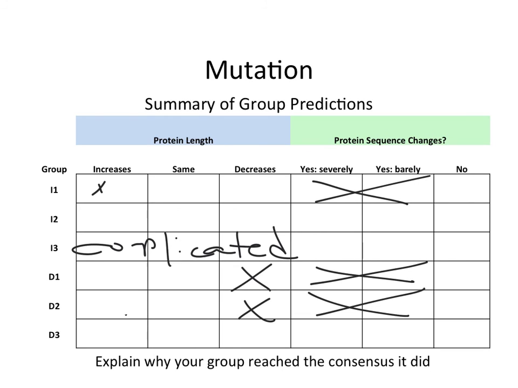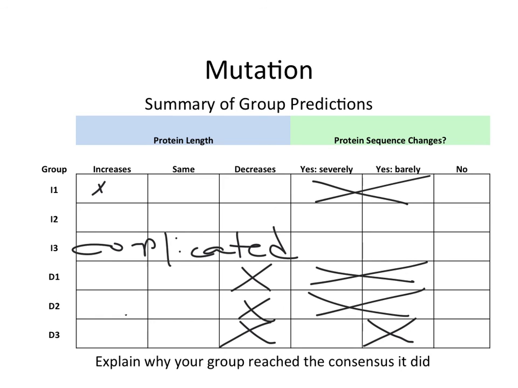What about you folks back here? What would you like to tell me about what happens when you delete multiples of 3 nucleotides? You're going to decrease your protein length, and also change your protein sequence, but not a lot. Okay. Because it's a multiple of 3. So we'll say yes, it changes the amino acid sequence, but barely.